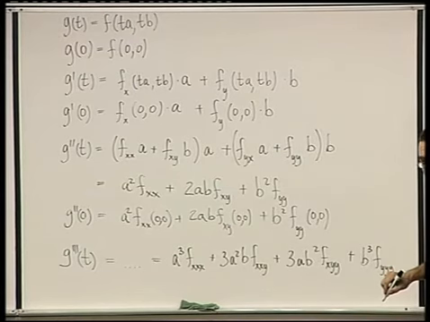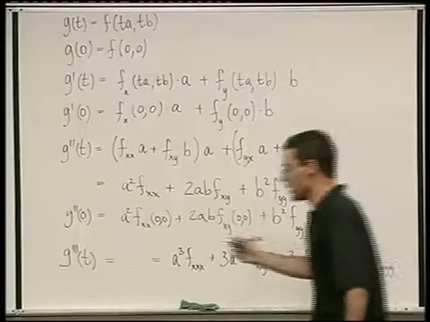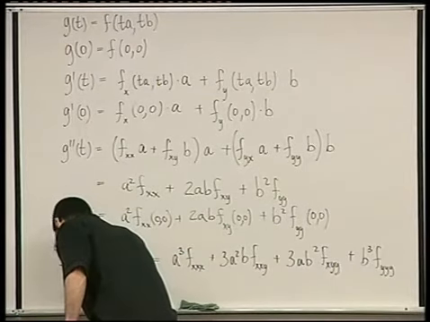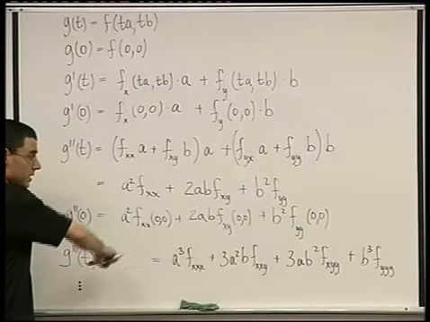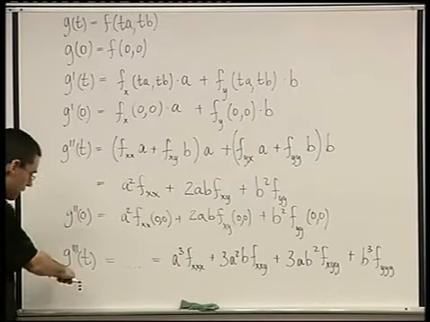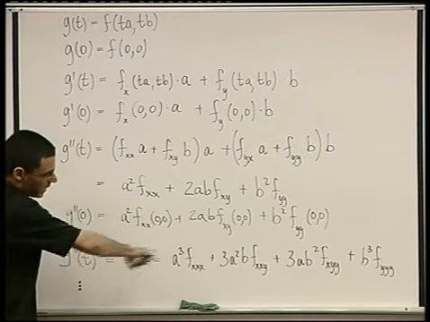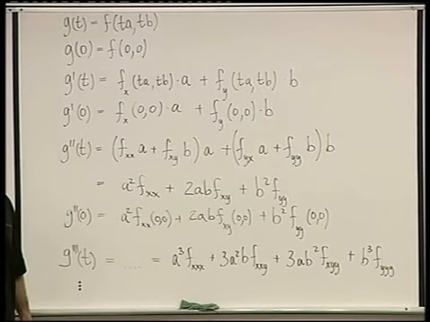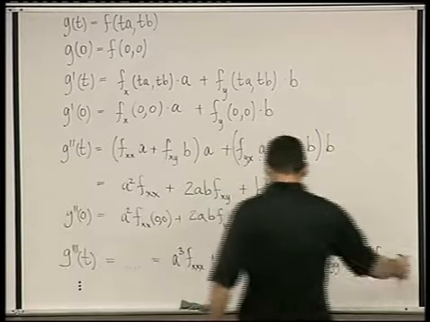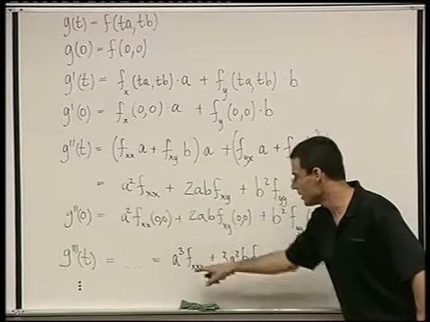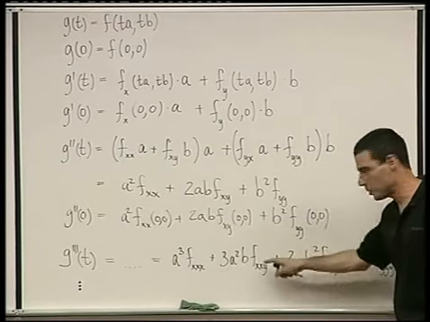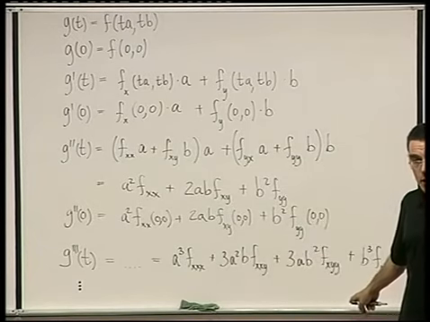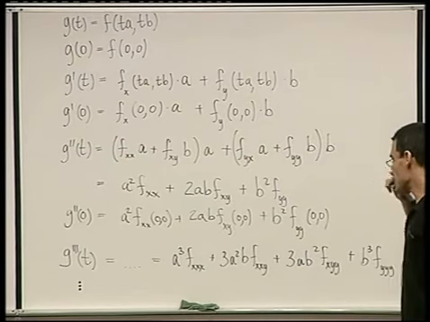Good? Clear? Okay. And you can go on and you can prove by induction, if you want to do it completely rigorously, that indeed the nth derivative of g with respect to t is given by this sort of binomial expression, where the binomialness is in the coefficients, but also in the variables with respect to which you take the partials. Okay? So now let's see what we can learn from this.